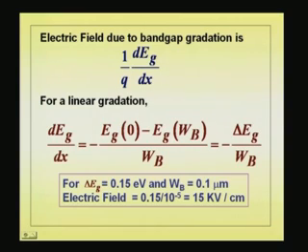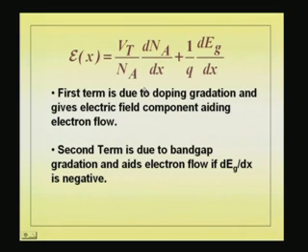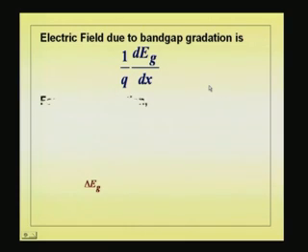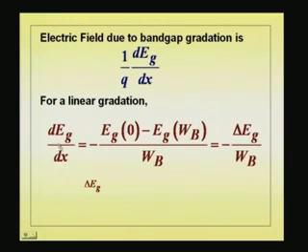Now, to get an idea of what sort of fields are there in the transistor, look at this: 1 by q dEg by dx. That is the second term. We are seeing what is the magnitude of this field due to the band gap narrowing, band gap gradation. For a linear gradation, in the sense that delta Eg varies linearly as a function of x, then you get dEg by dx with a negative sign, minus delta Eg by Wb. Your dEg by dx is negative, that is why it is put there. The magnitude is delta Eg by Wb.